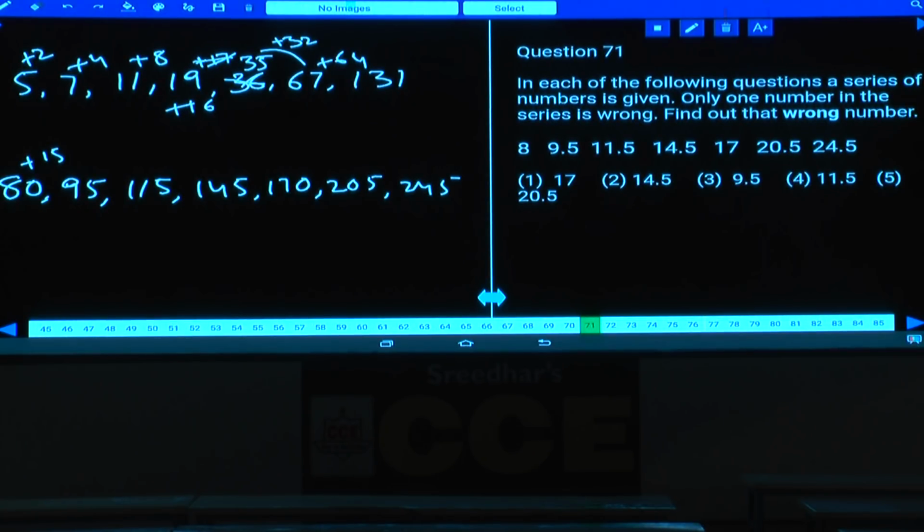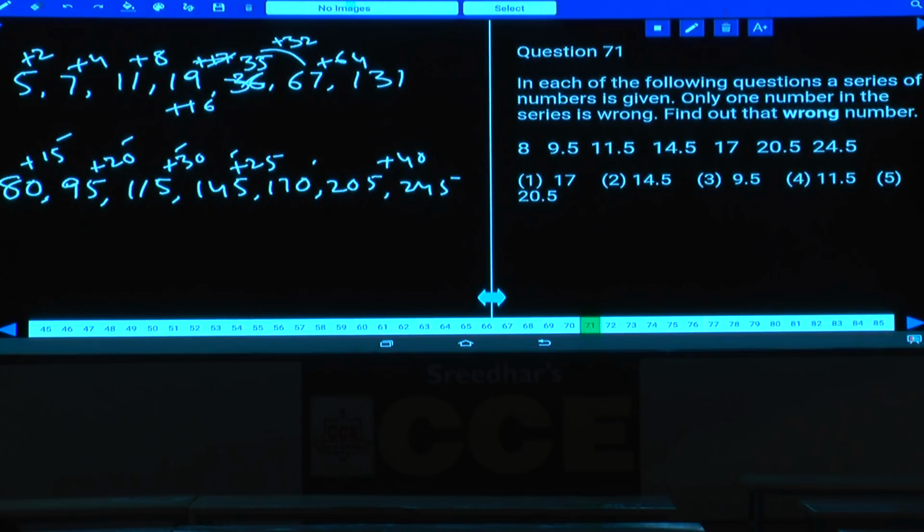Then among these 80 and 95, what is the difference here? 15. And 95 and 115, what is the difference here? 20. Next one 115 and 145, the difference is how much? 30. And 145 and 170, what is the difference here? 25, isn't it? 15, 20, 30 and 25. Can we have numbers like that? Hence, what is the answer here? 15, 20, next one must be 25, then 30, 35 and so on, because here it is 40. As here it is 40, 15, 20, 25, 30, 35, 40.